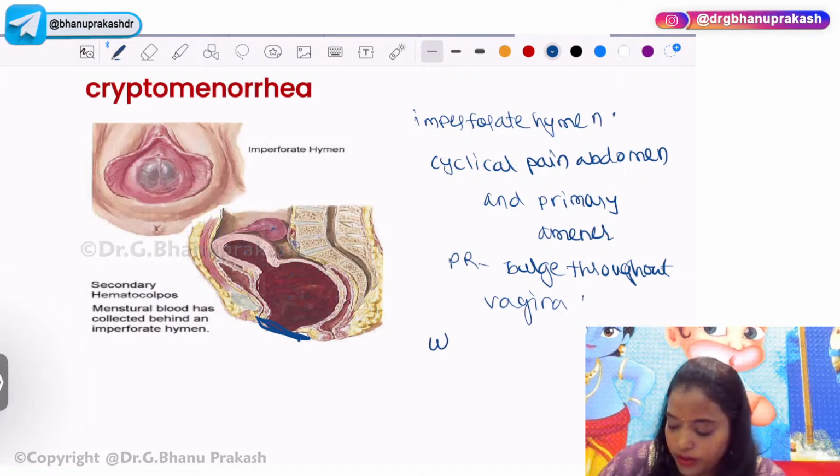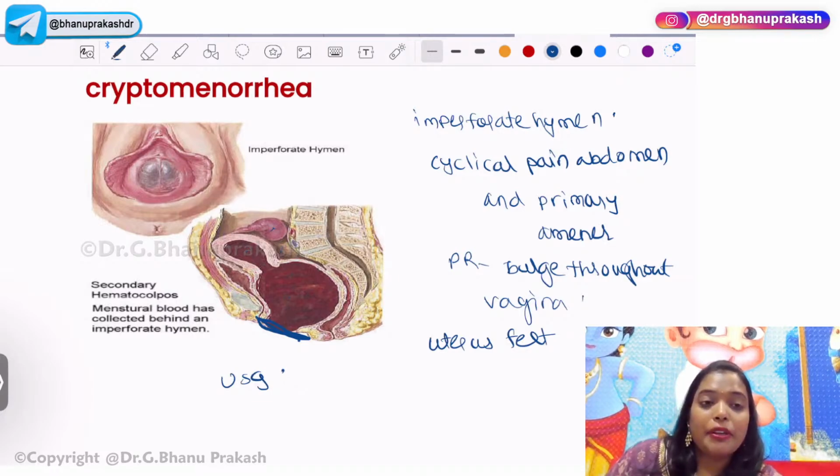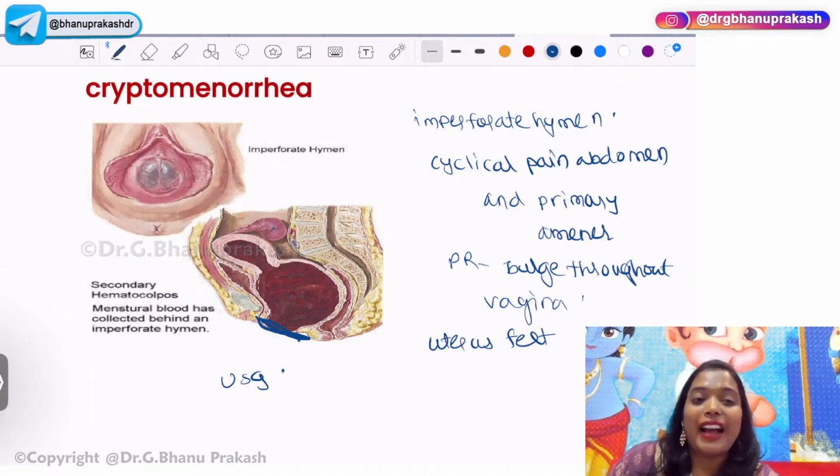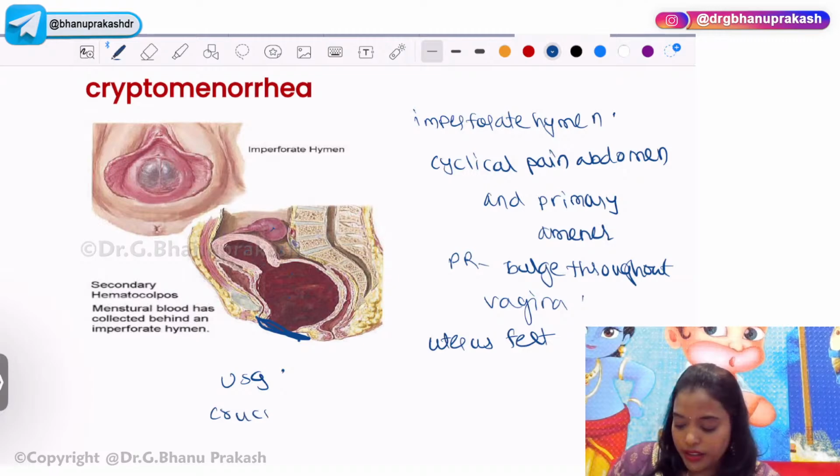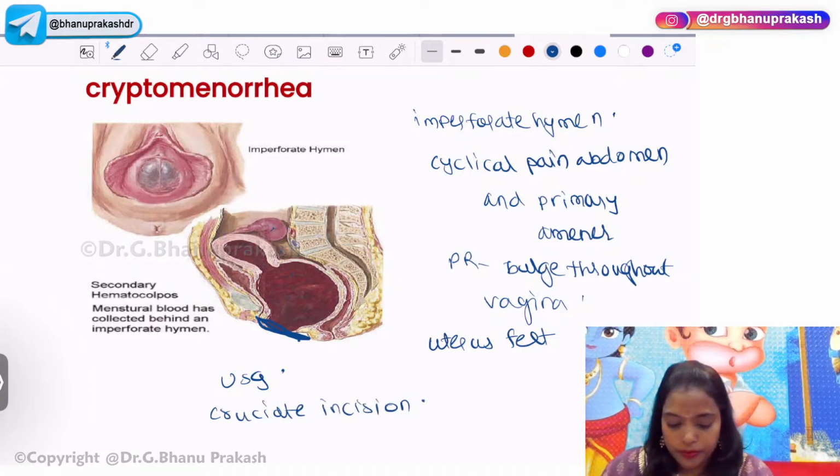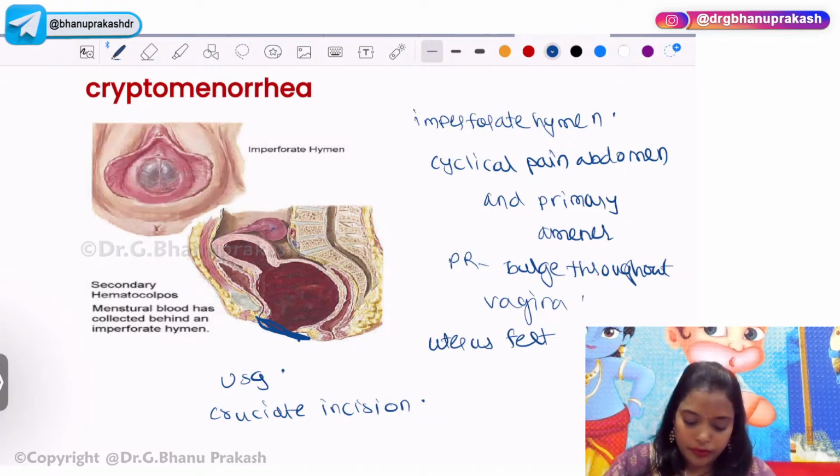And per rectal, the uterus will be felt. You can do USG to confirm this. And on local examination, you will have a tense, bluish, bulging hymen. Treatment is cruciate incision. Right? Okay.